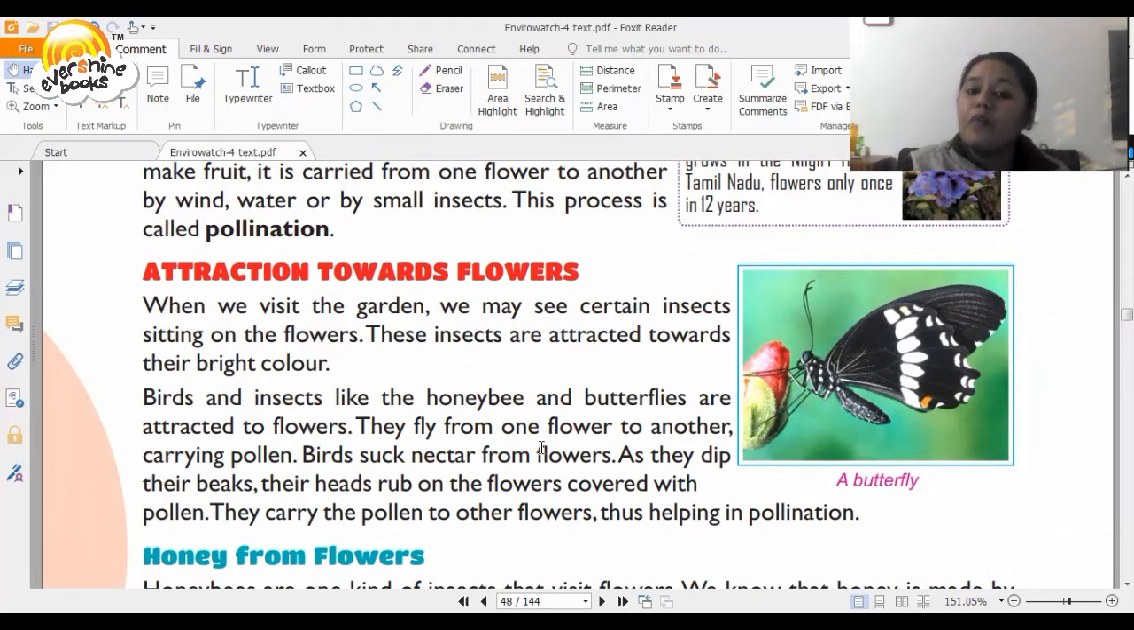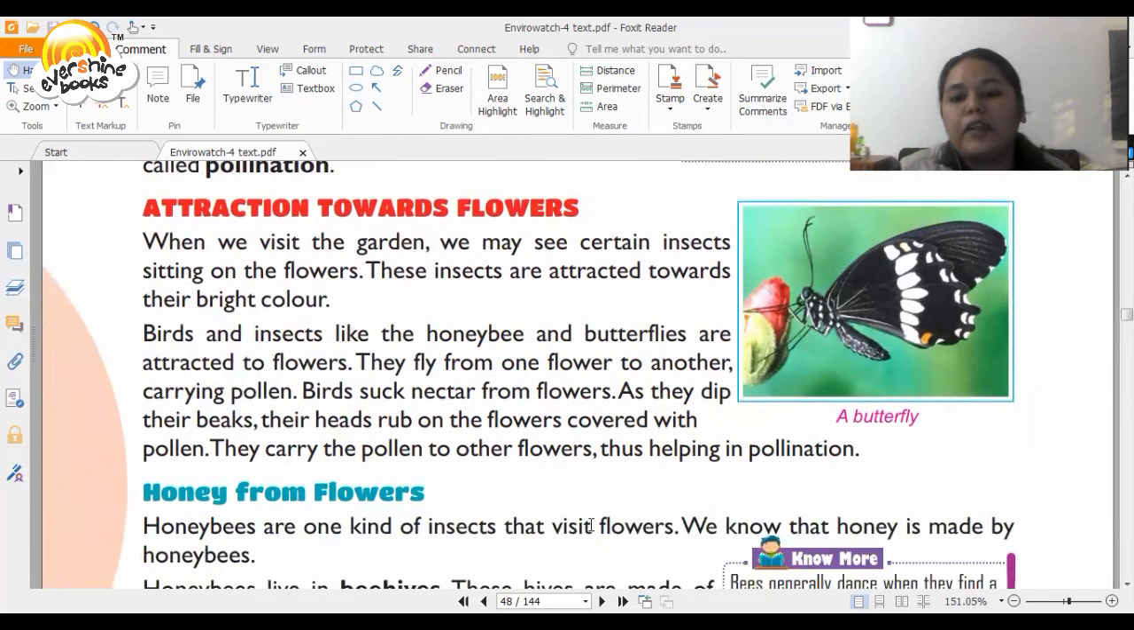They fly from one flower to another. So see, now the process of pollination is happening. Birds suck nectar from flowers. As they tip their beaks, their heads rub on the flowers covered with pollen. They carry the pollen to other flowers, thus helping in pollination.